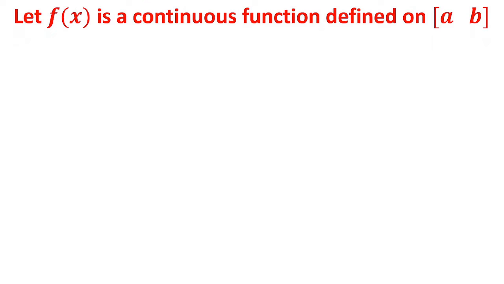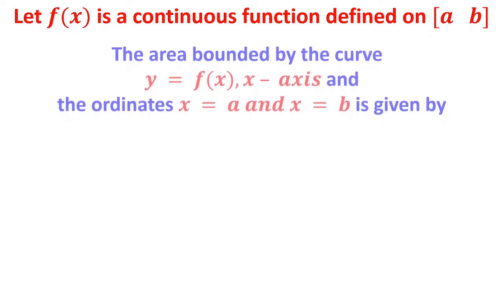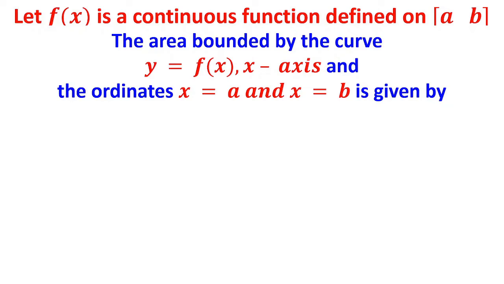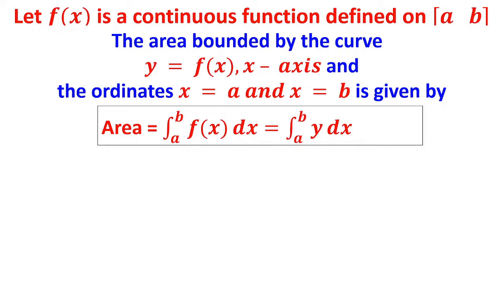Let f of x be a continuous function defined on a closed interval [a, b]. Then the area bounded by the curve y equals f of x, the x-axis, and the ordinates x equals a and x equals b. These ordinates are nothing but the range of x, from what number to what number we have to do the integration. Bounded by x equals a, a line, and x equals b, another line, this area is given by the integral from a to b of f of x dx, which is nothing but the integral from a to b of y dx. So from the given curve, you have to get the value of y and integrate it from a to b.